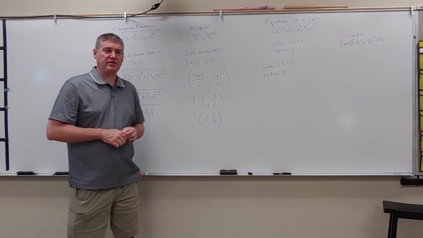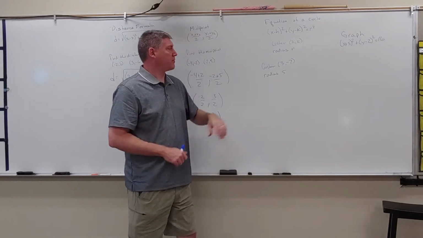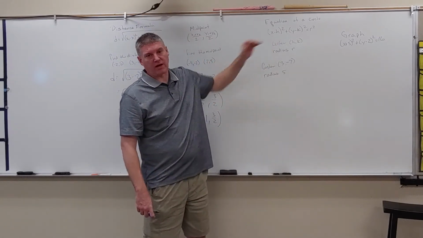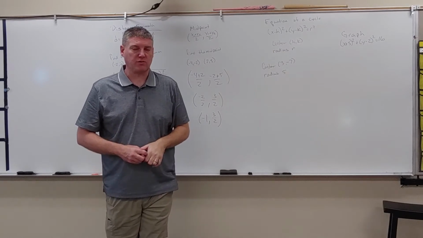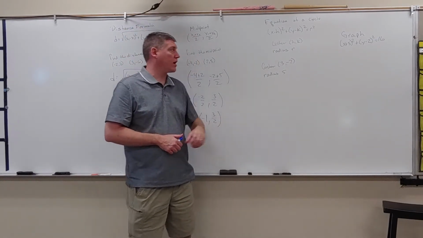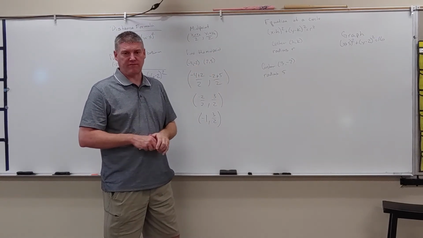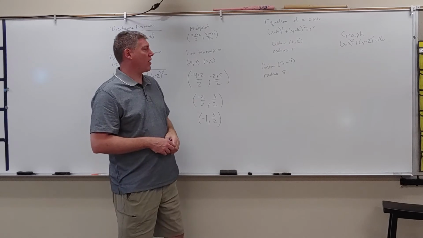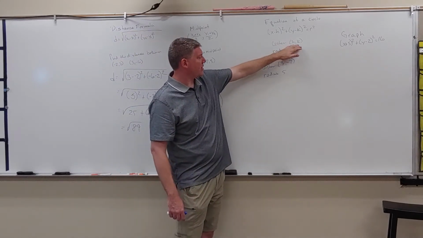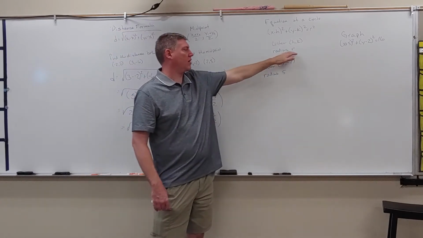The last thing we're going to be talking about is equations for a circle. If you remember, this is quantity x minus h, quantity squared, plus quantity y minus k, quantity squared, equals r squared, where (h, k) is the coordinate of your center, and r is your radius. So my center is going to be (h, k), my radius is going to be r.